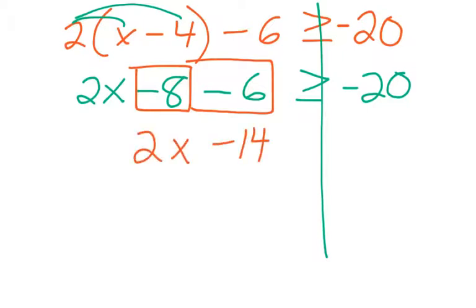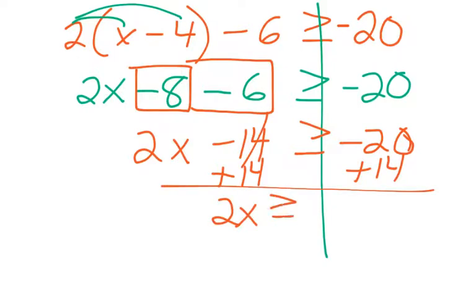Remember, you're adding. All you do when you're combining like terms is you add them up on the side they're on. You don't write underneath the problem when you're combining like terms. Bring down our inequality sign and then negative 20. And now we solve the remaining two-step inequality. Add 14 to both sides.